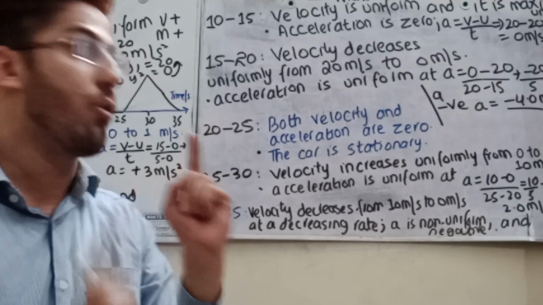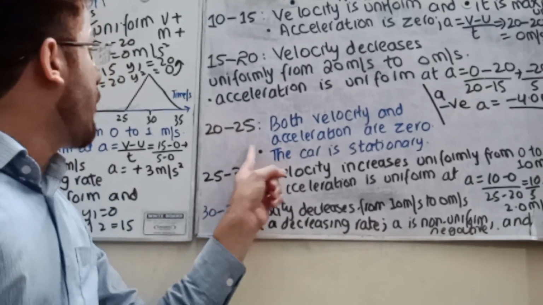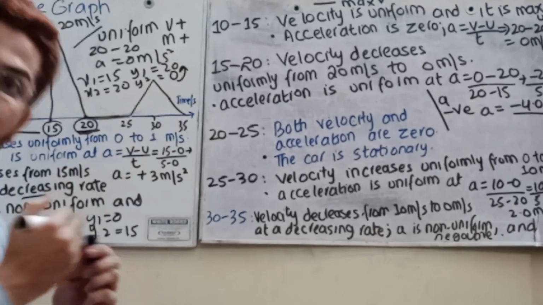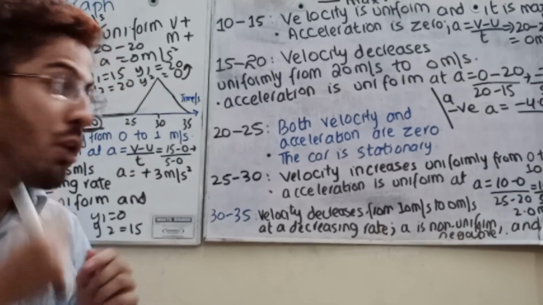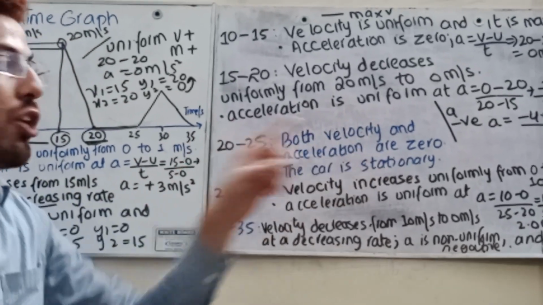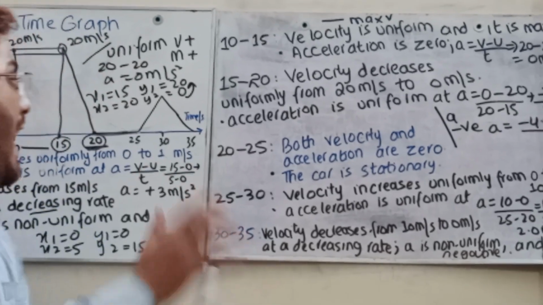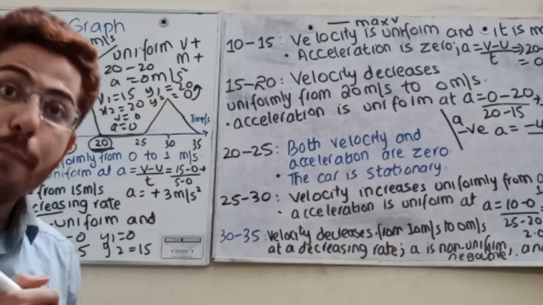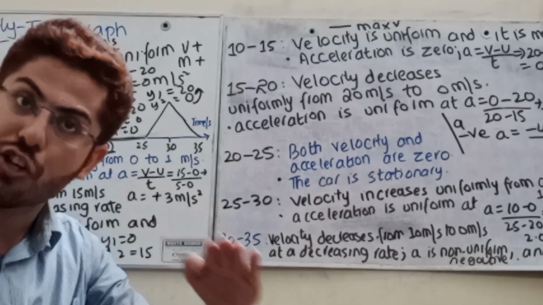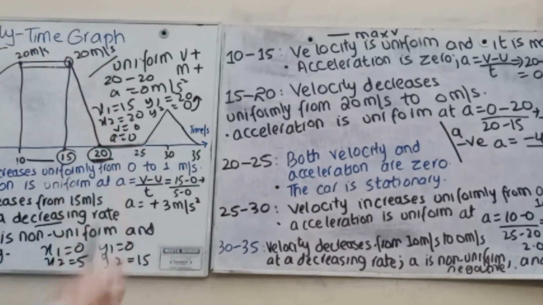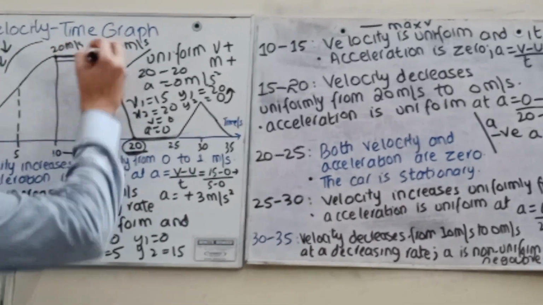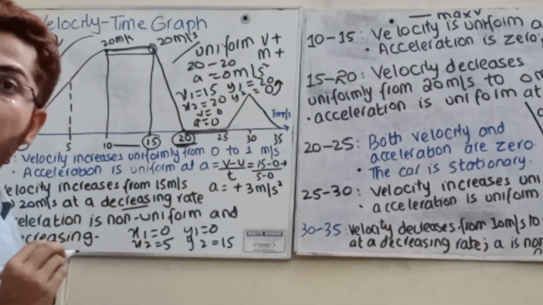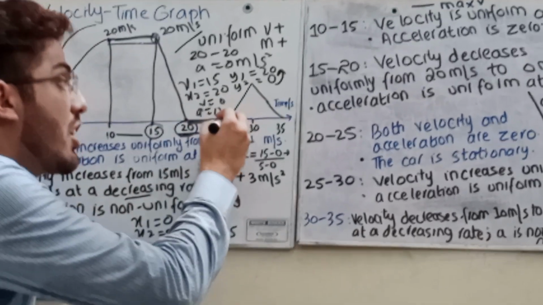you can understand. Okay, now 20 to 25, student, now focus on this. Is the point, again, this is the point, horizontal line. It means that both velocity and acceleration are 0. Definitely at this point no acceleration, no velocity. Why? Because body is stationary. At this point, student, this is the maximum speed and this is the stationary point, always to remember. Okay, this is stationary point.